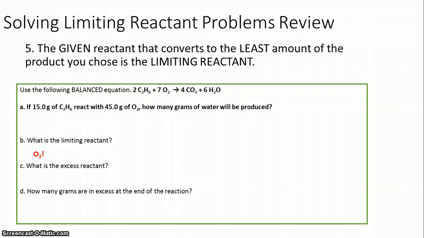The excess reactant is the one that's going to have leftovers when O2 runs out. That's C2H6. And to find our answer for A, we did that. If 15 grams of C2H6 reacts with 45 grams of O2, how many grams of water will be produced? Well, step 6 tells us that we use the limiting reactant to solve any stoichiometry problems. Well, we did that. We did a stoichiometry problem to convert from our limiting reactant of 45 grams of O2 to grams of water, and that gave us 21.7 grams.